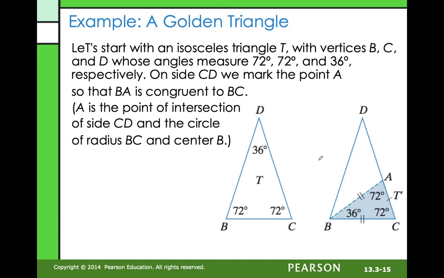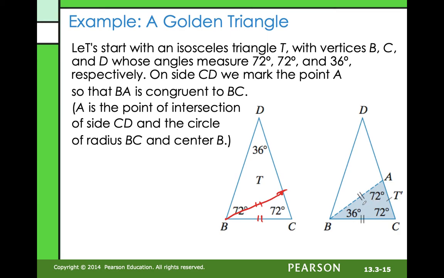Okay, so now we're going to talk about a special triangle called the golden triangle. Let's start with an isosceles triangle T. You've got vertices B, C, and D, and the angles measure 72 degrees and 36 degrees. Those were chosen on purpose, not arbitrarily. On side CD, we're going to mark the point A such that BA is congruent to BC. So we're going to connect a new triangle here so that these two sides are congruent, which is what they've done over here for you.